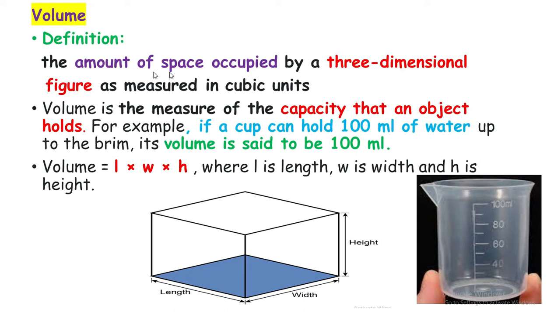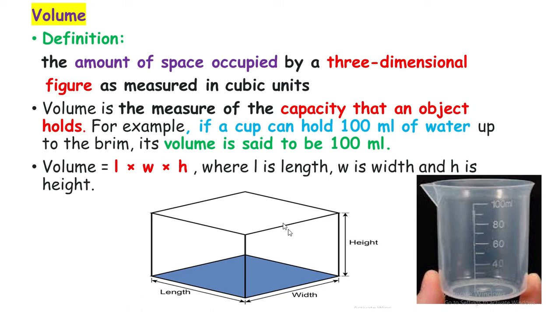Then volume. Volume is the amount of space occupied by a 3-dimensional figure. Area is 2-dimensional, whereas volume is 3-dimensional. So volume is a measure of the capacity that an object holds. For example, if a cup can hold 100 ml of water up to the brim, its volume is said to be 100 ml. That is length, width and height.